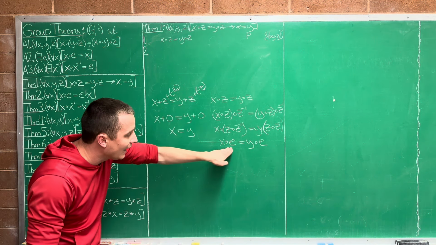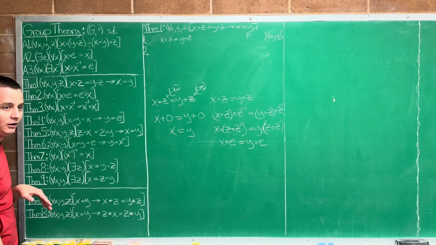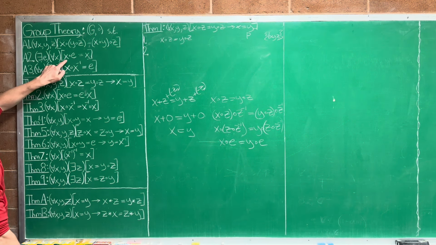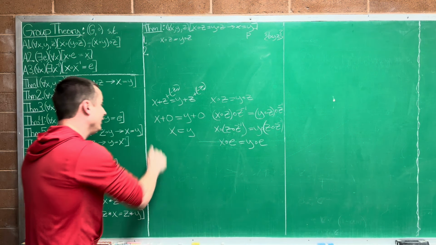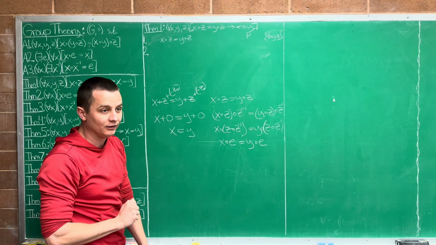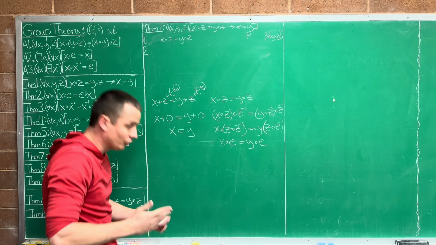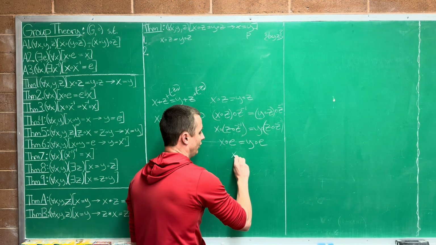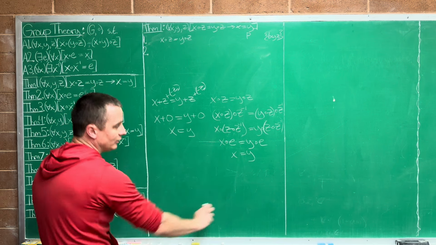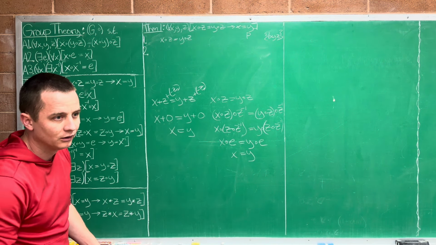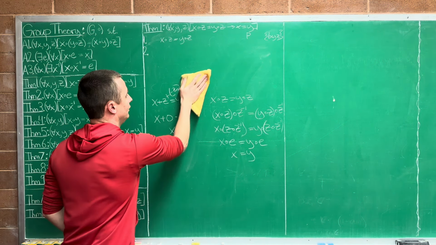And now what is x circle e? It's just x. X circle its identity is the same thing as x plus its identity. It's just x. So x equals y. And so here's our scratch thinking. You with me? Yes.